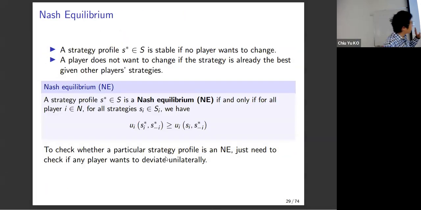Nash equilibrium simply means a strategy profile at which no one wants to deviate. There's no gain from deviation, and that we call Nash equilibrium. We don't care how we get there, but once we get there, we stay there. How we get there is another problem.